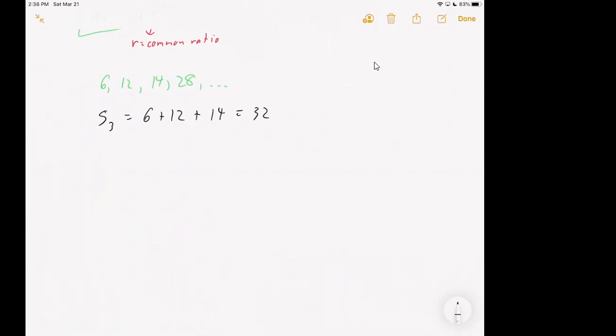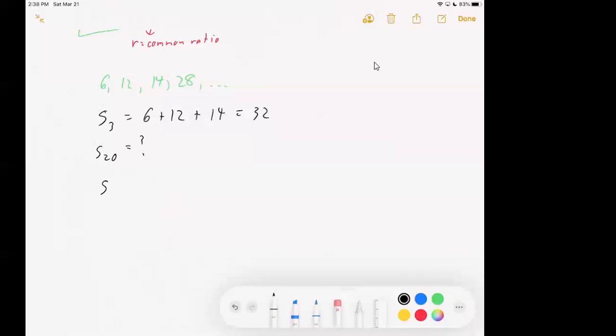But if I had said, what is S of 20? Finding a of 20 was hard enough because it's such a large number, but adding all the numbers from the first term up to that 20th term would be quite a feat. So we probably want to have some formula that will allow us to do this. So let's recall that there was a trick. If I wanted to find S of n, let me just write it out this way. There was a trick.